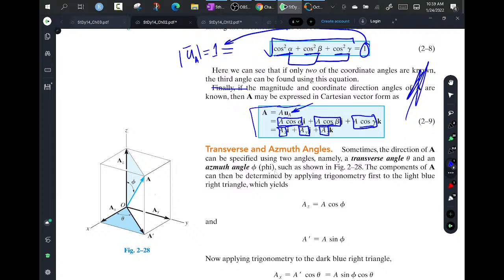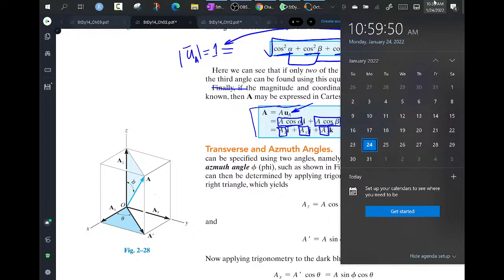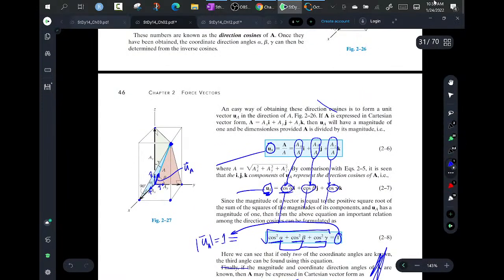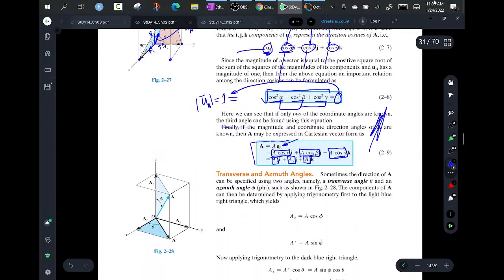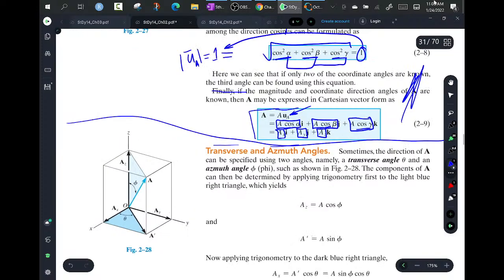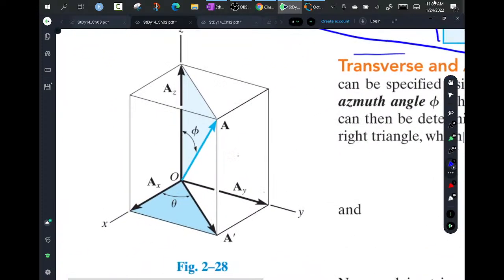All right, so I'm going to go ahead, even though it's 10:59 up here. So it's almost that time. We talked last time about these different angles, and this is a completely different approach, something he calls transverse and azimuth angles. So let's compare the difference here.